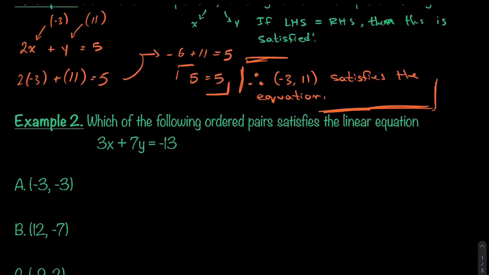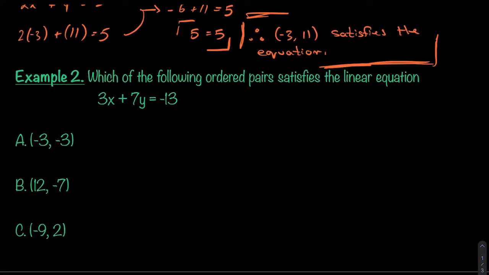So let's look at this one here. Which of the following ordered pairs satisfies the linear equation 3x + 7y = -13? So you have 3 cases here.